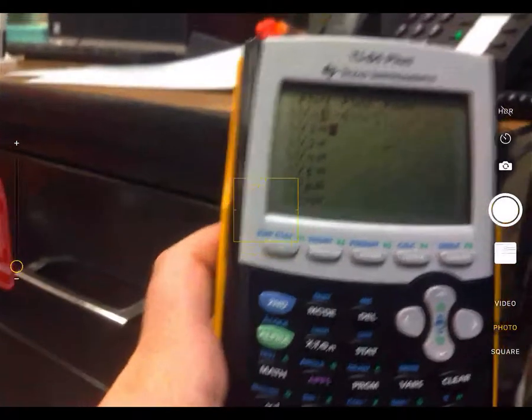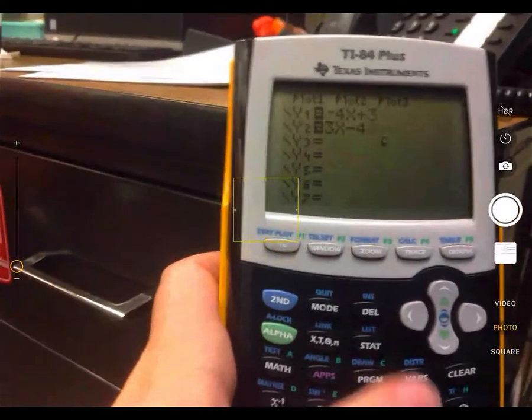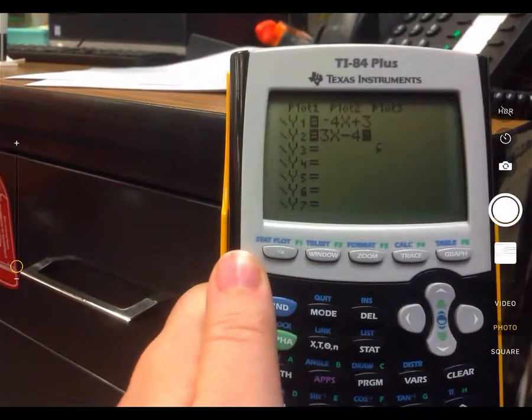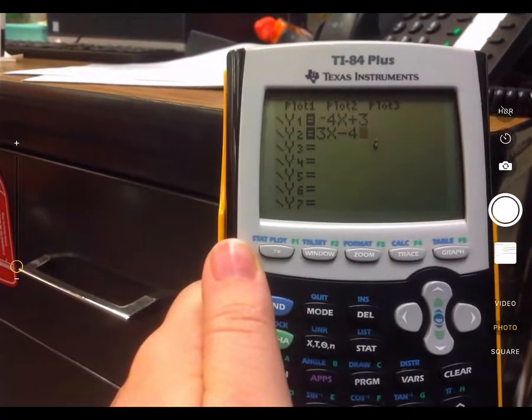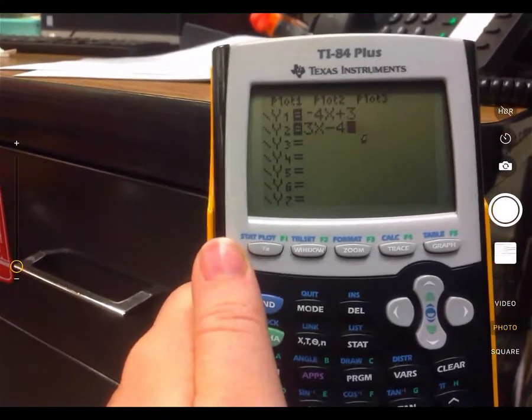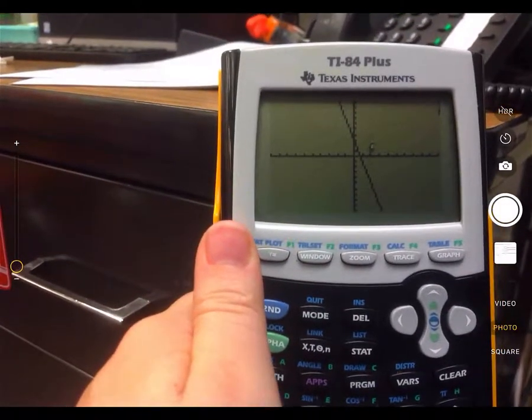The second one is 3x minus 4. So this time I use a minus sign because it's not in front. So in y1 we had a negative out front. On y2 we had a minus in the back. From here I will click graph and I can see exactly where my lines are going.